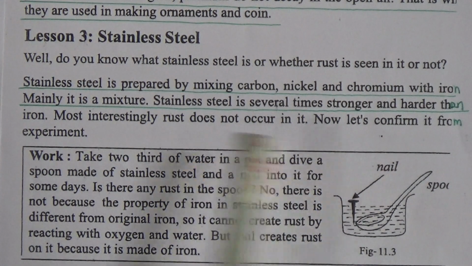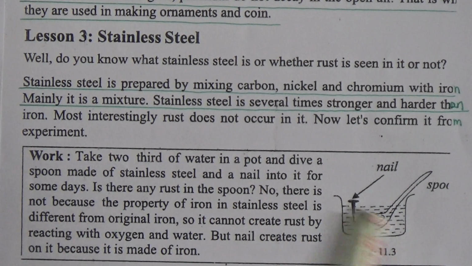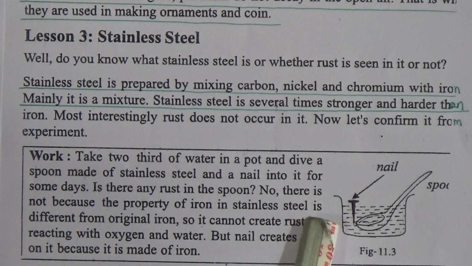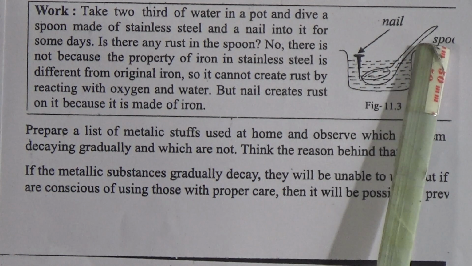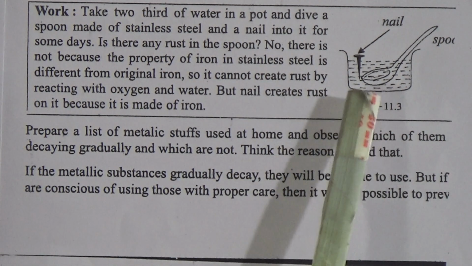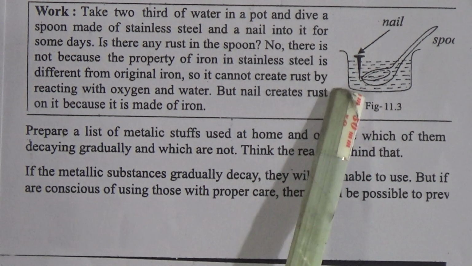Now let's confirm it from an experiment. My dear students, this is an experiment. First of all, we have to take 2/3 of water in a pot and dip a spoon made of stainless steel and a nail into it for some days. Is there any rust in the spoon? No, there is no rust, because the property of iron in stainless steel is different from original iron, so it cannot create rust by reacting with oxygen and water. But the nail creates rust on it because it is made of iron.